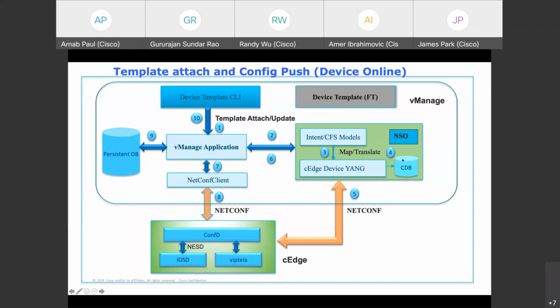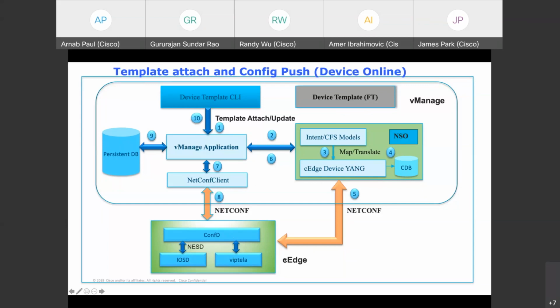The thing is that for device CH, here I have given an example of CH. It also contains ConfD. You also have a ConfD which takes control of the CDB. So ConfD has IOSD in turn, and it can be Viptela, it can be IOSD.